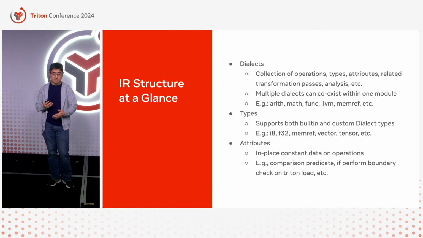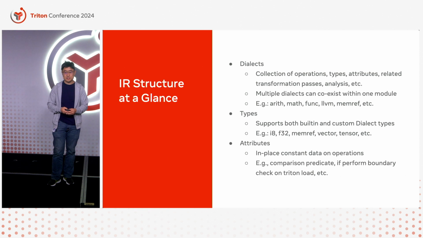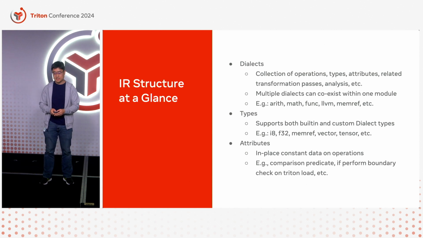And the last important concept that I want to mention is the notion of attributes. They are essentially in-place constant data on operations. Some examples of attributes are comparison predicates, for doing an equal to, not equal to comparison. And a Triton-specific example would be if we're performing a boundary check on load or store addresses.